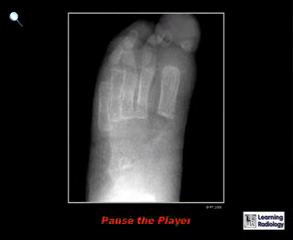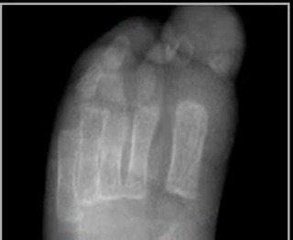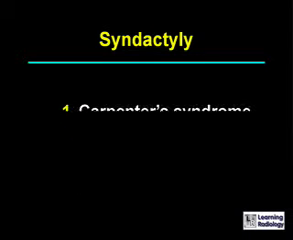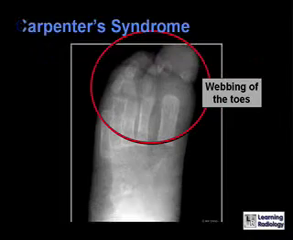Here's the next differential diagnosis. Pause the player. The differential diagnosis is for syndactyly. There are 3 major causes. Pause the player. The major causes of syndactyly include Carpenter syndrome, Apert syndrome, and Poland syndrome.